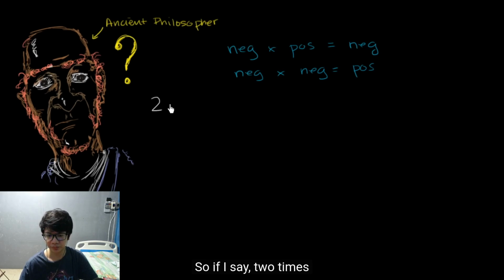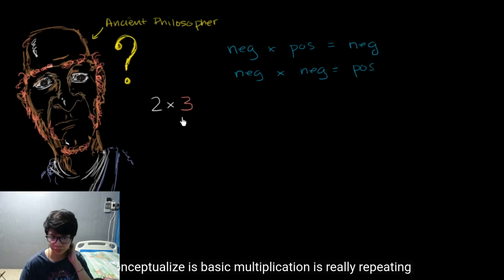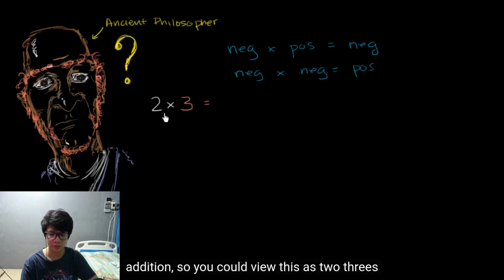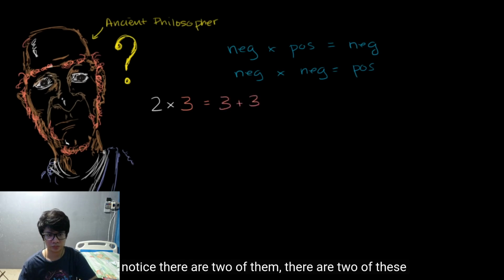So if I say 2 times 3, one way to conceptualize this basic multiplication here is really repeated addition. So you could view this as 2 3s. So 2 3s would literally be 3 plus 3. And notice there are 2 of them.